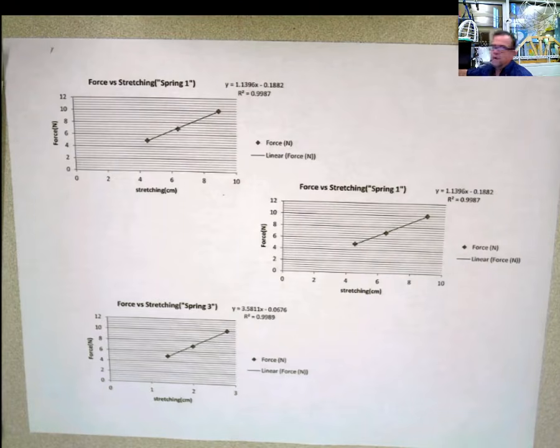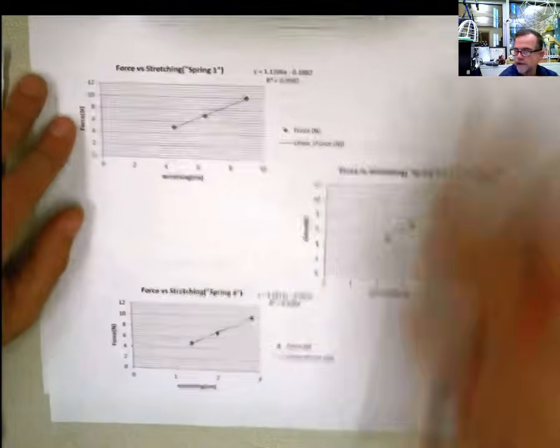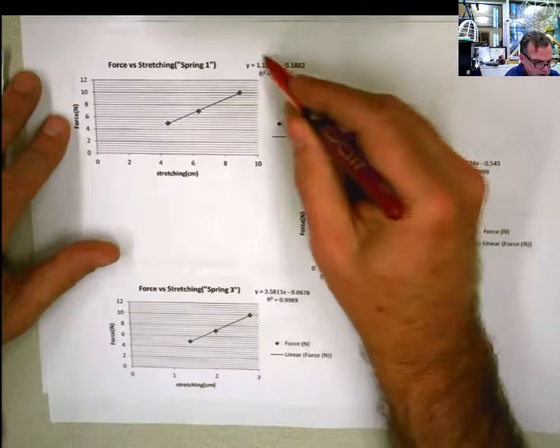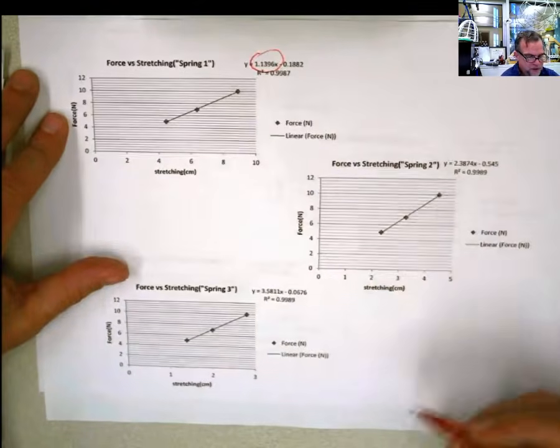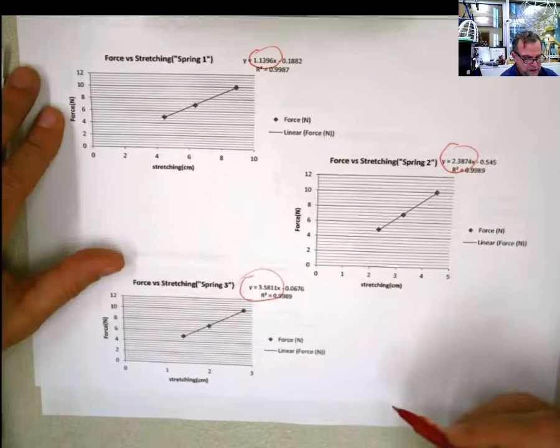Okay, rewind that, forget about that. This is the one. Spring 1, Spring 2, Spring 3. Look at the constant. This is the constant for Spring 1, this is the constant for Spring 2, and this is the constant for Spring 3.